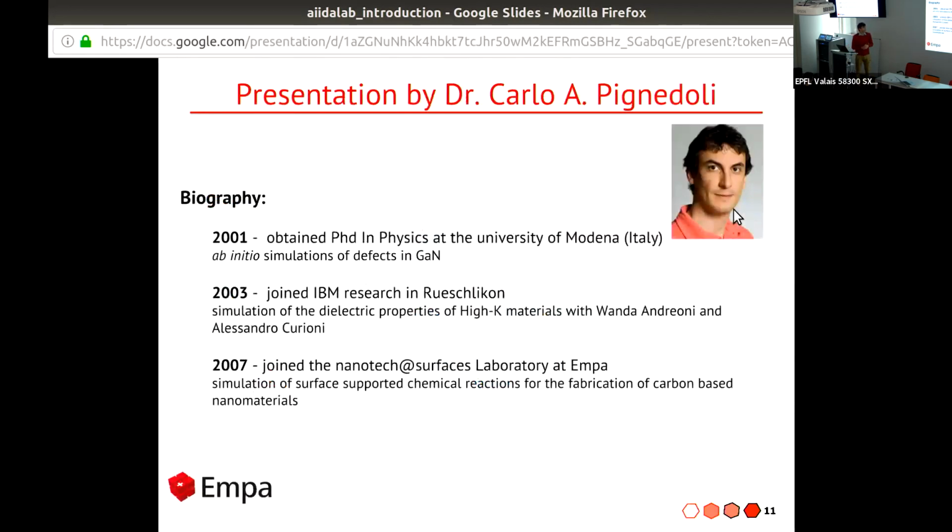So just a brief introduction. He obtained his PhD in physics at the University of Modena, and the work he was doing there was ab initio simulation of defects in gallium nitride. In 2003, he joined IBM Rüschlikon, where he was doing simulation of the electric properties of high dielectric constant materials. And in 2007, he joined EMPA, where he was doing simulation of surface-supported chemical reactions for graphene nanoribbons. And with this, I would like to leave the word to Carlo. Let's hope it works.